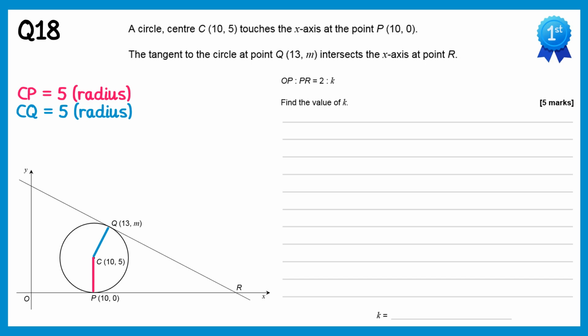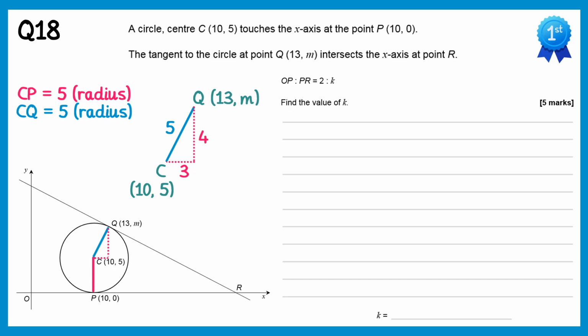I'm now going to draw on a right angled triangle between C and Q and have a look at this in more detail. So we have this triangle, where C is the bottom point at 10, 5 and Q is the top point at 13, m. We know the length of the blue line is 5 since it's the radius. You can also work out the base of this triangle. Since C has an x-coordinate of 10 and Q has an x-coordinate of 13, it must be 3. This is a right angled triangle, and hopefully you spot a Pythagorean triple here. The height is 4 and it's a 3, 4, 5 triangle.